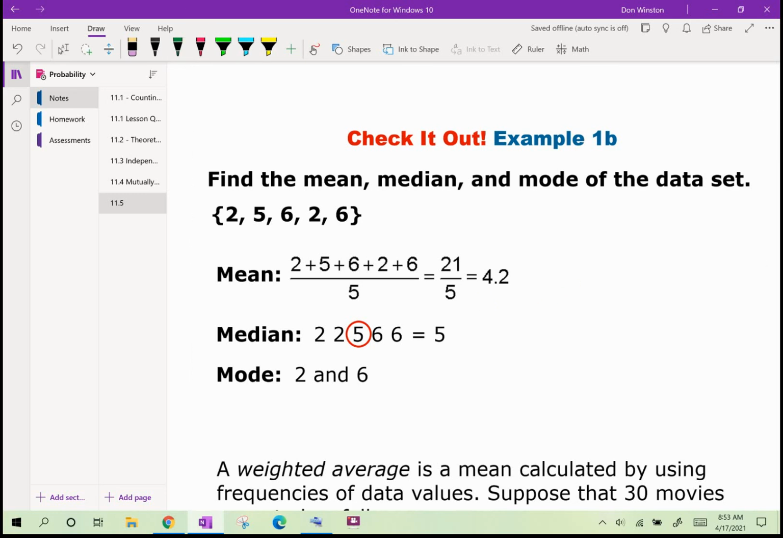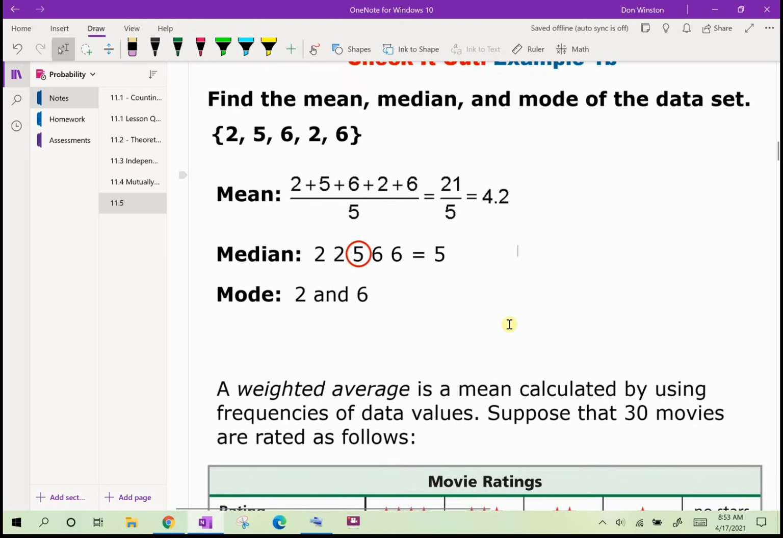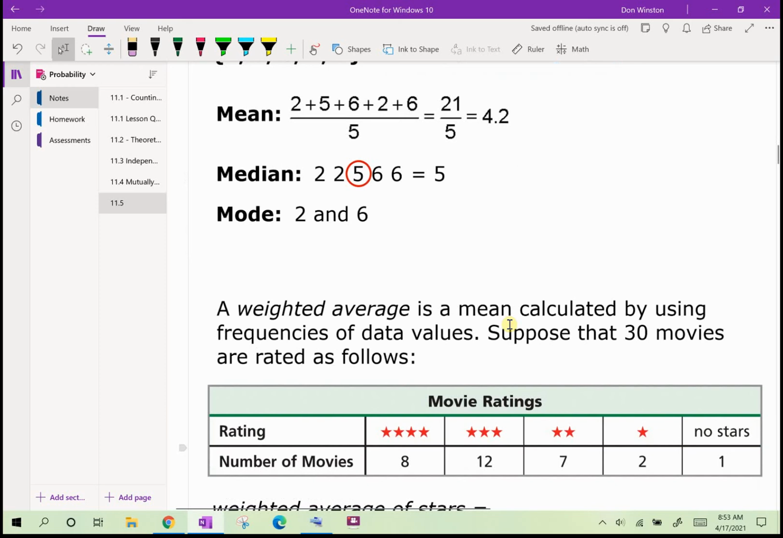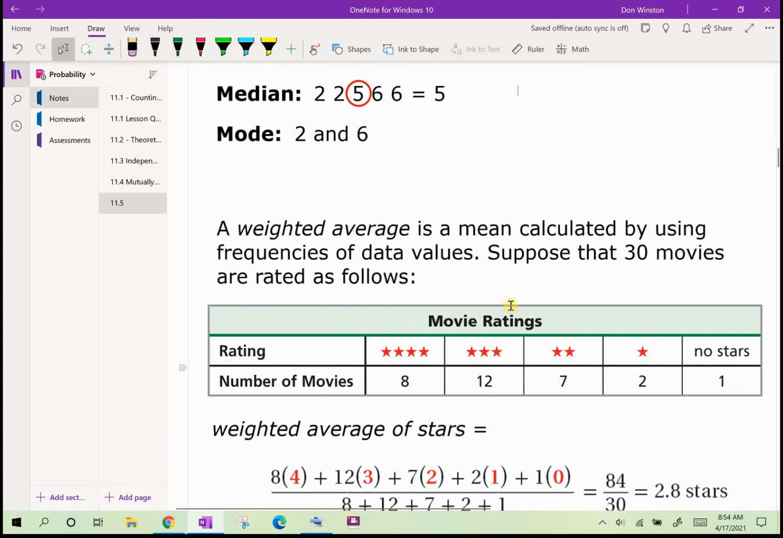Now, a weighted average is a mean calculated by using frequencies of data values. Frequencies meaning how often or how many times a particular item occurred. So suppose that we have 30 movies and they're rated as follows. 8 movies had a 4-star rating and 12 movies 3 stars. 7 movies had a 2-star rating. 2 movies had a 1-star rating, and then 1 movie had no stars. Bad movie. Anyway, we're going to find a weighted average of the ratings for these movies.